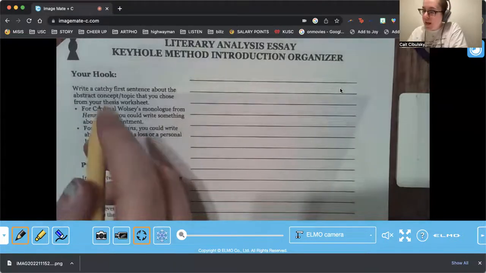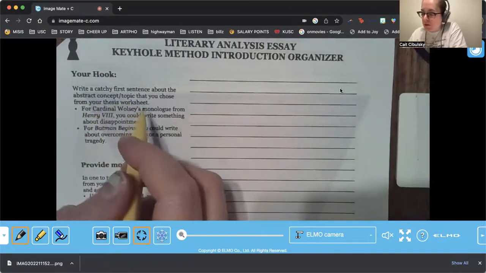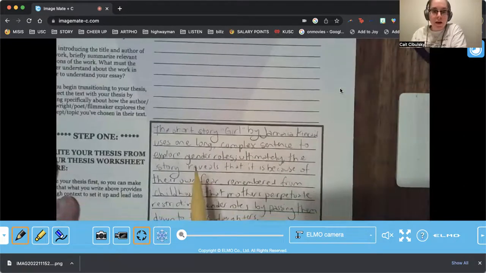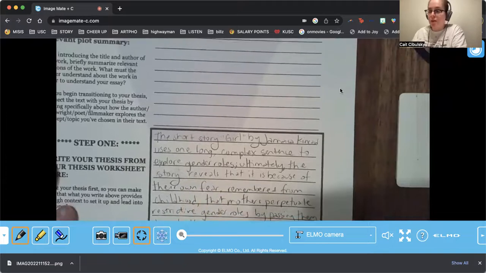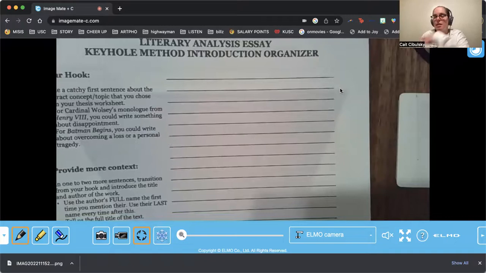Your hook. Write a catchy first sentence about the abstract concept or topic that you chose from your thesis worksheet. So for example, my abstract concept or topic is gender roles, right? So let me think of something broad and interesting that I can say about gender roles in general.